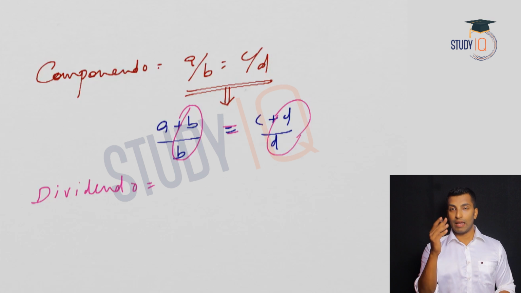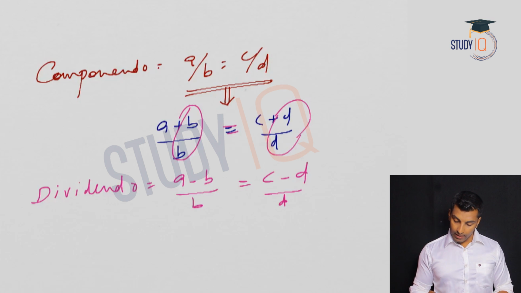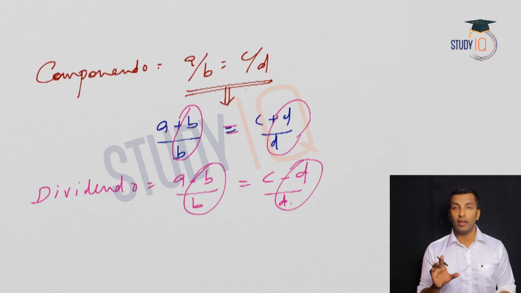See, again the situation is the same, A by B equal to C by D. So if you do A minus B by B, it will be equal to C minus D by D. So what you have done is you subtracted the denominator. Here also you subtracted the denominator. Both will be equal. So that's what dividendo.